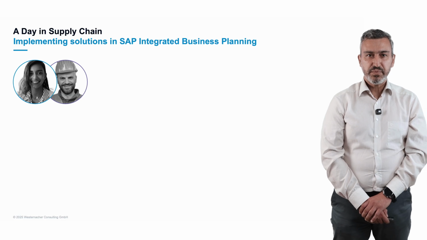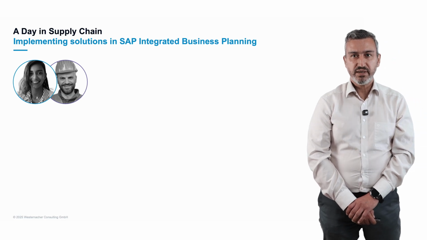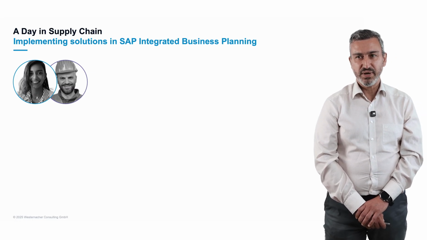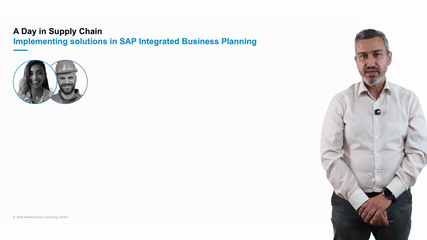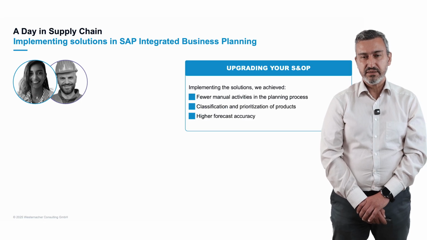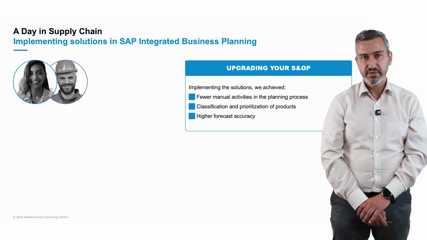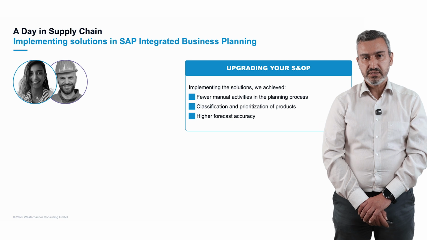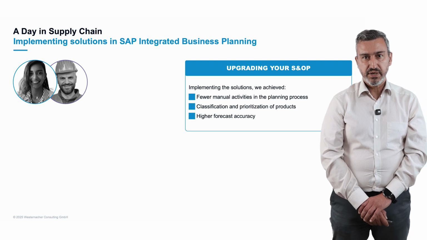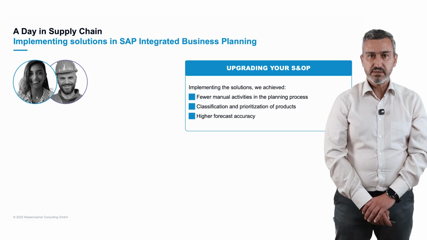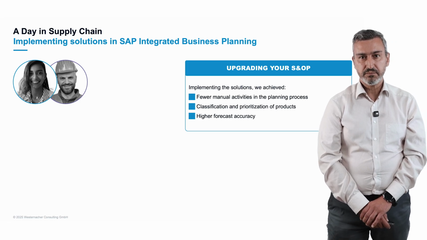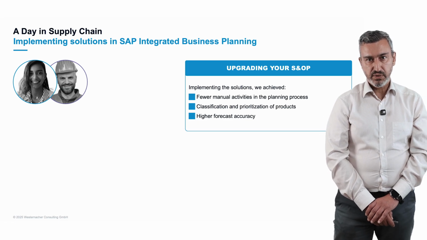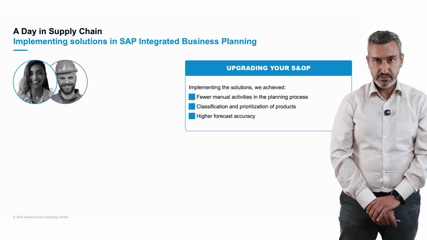We meet Jean and Pete again after 6 months. As you can see, they are pretty happy and they look quite smiley. The reason is that they are already seeing the benefits of the actions that they took some months ago. First of all, the classification and the prioritization of the products has helped them to automate some of the segments of their portfolio, and this has reduced the manual activities performed by the planners.